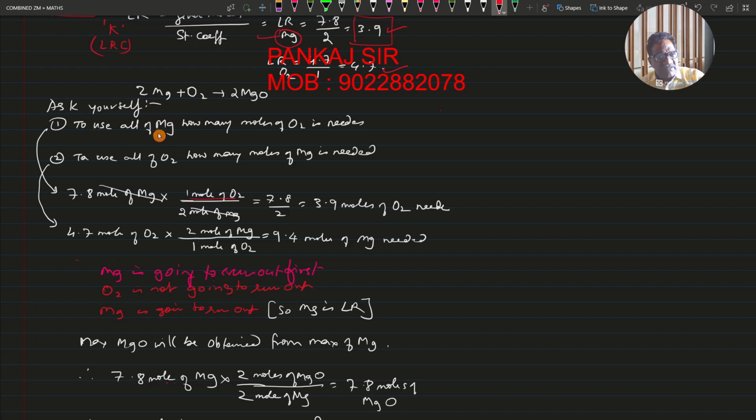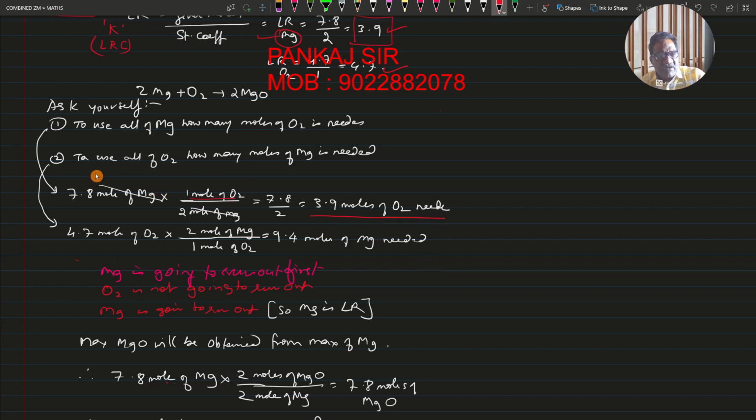Okay, see, either there will be magnesium as a limiting reactant or oxygen. So what you have to do is ask this particular question to yourself. Question number one: to use all of the magnesium that is given to you, how much magnesium is given to us? 7.8 moles. Okay, so to use all of the magnesium, how many moles of oxygen is needed? Try to find out the answer to that. If you find the answer, you will get 3.9 moles of oxygen is needed.